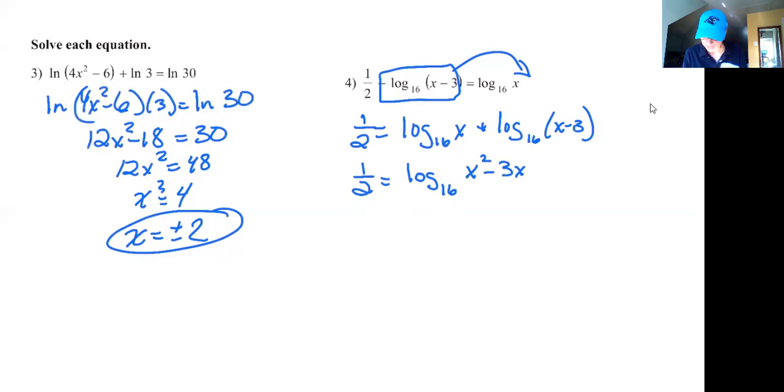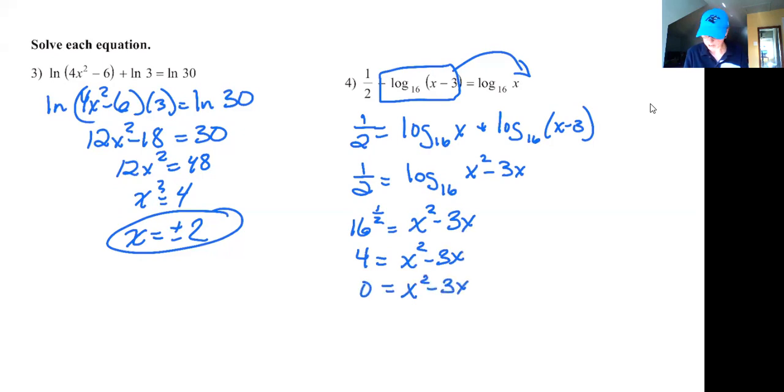So now let's use our bacon and eggs. So it'll be 16 to the 1/2 power is equal to x squared minus 3x. So 4 is equal to x squared minus 3x. Let's bring the 4 on over. So I have 0 is equal to x squared minus 3x minus 4. Go ahead, you're going to factor: x minus 4, x plus 1, of course, equals 0.